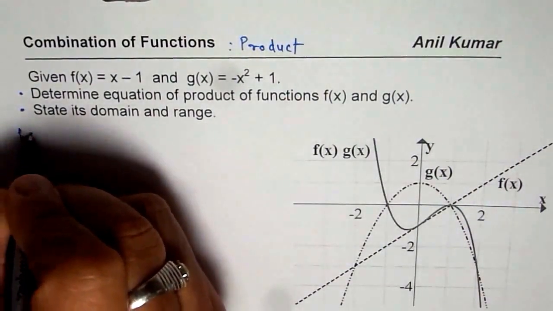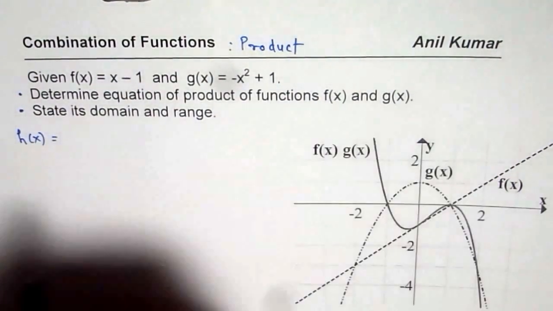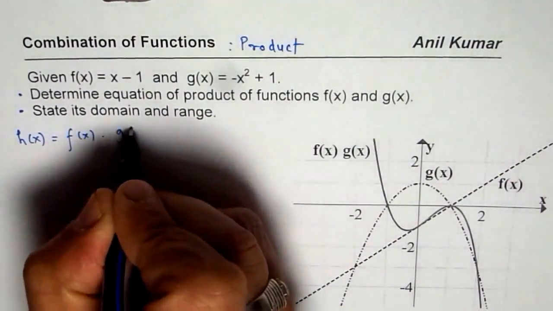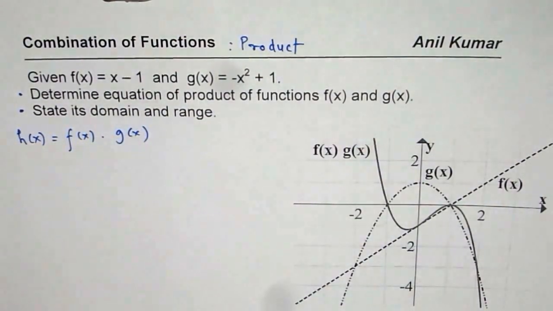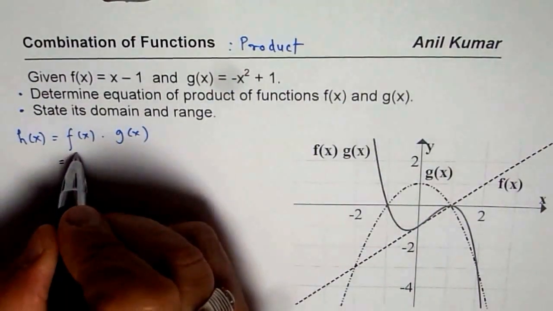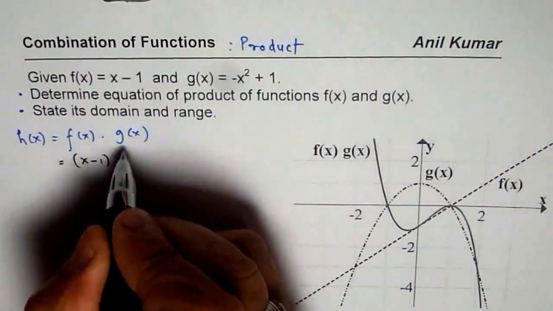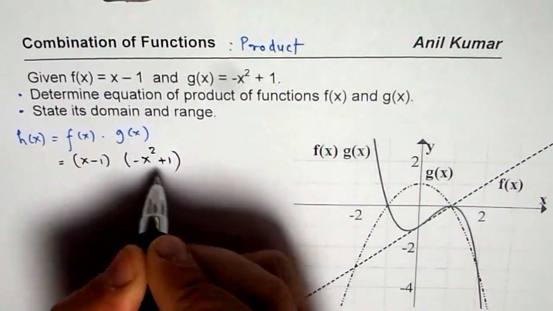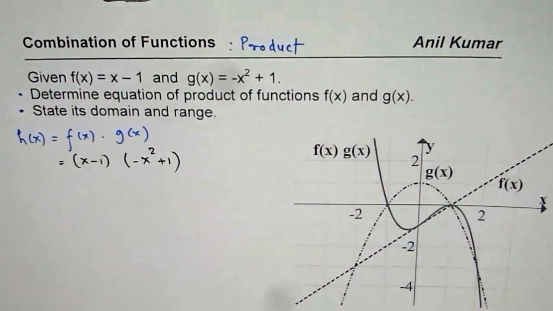Let us say h of x is the product of these two functions, which is f of x times g of x. So basically what we can do at this stage is replace f of x with the function given to us, in this case x minus 1, and g of x is minus x squared plus 1. So we can just write these functions, multiply and get the equation.